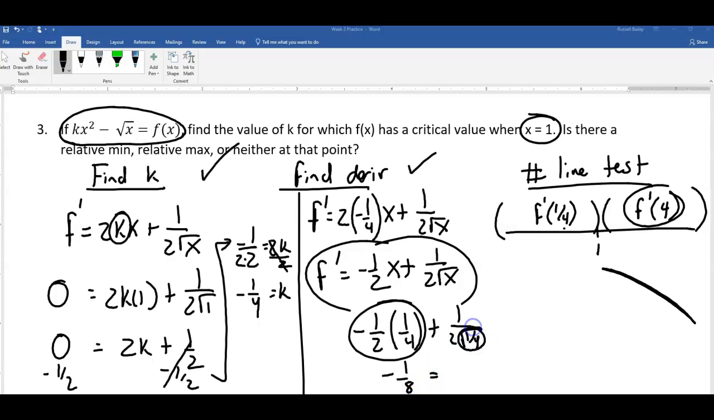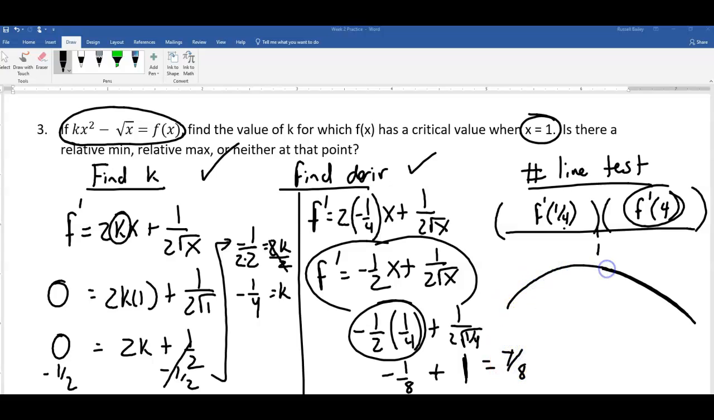The square root of 1/4 is 1/2. You just take the square root of the top and bottom separately. And 1/2 times 2 is 1. So basically, we're just left with 1 here. And then putting these two things together, we get 7/8, which is a positive.